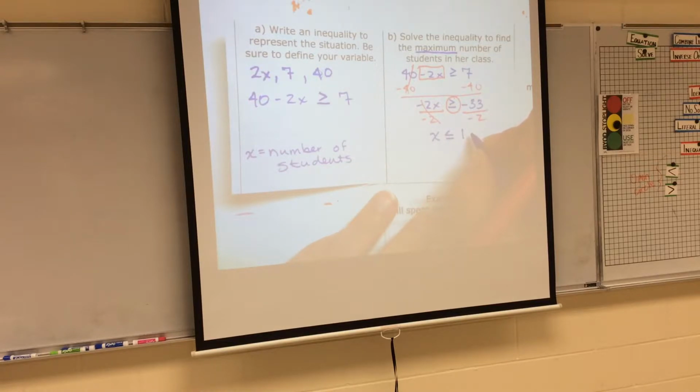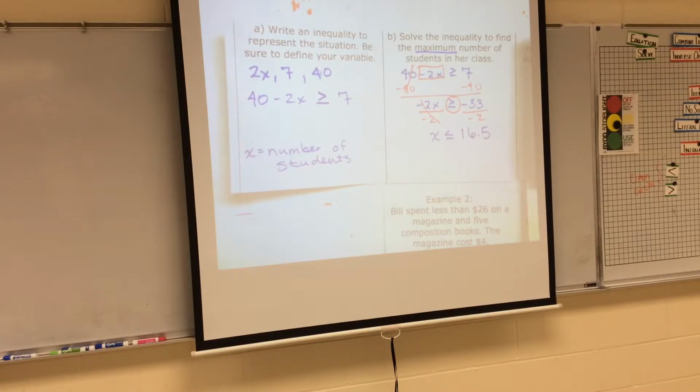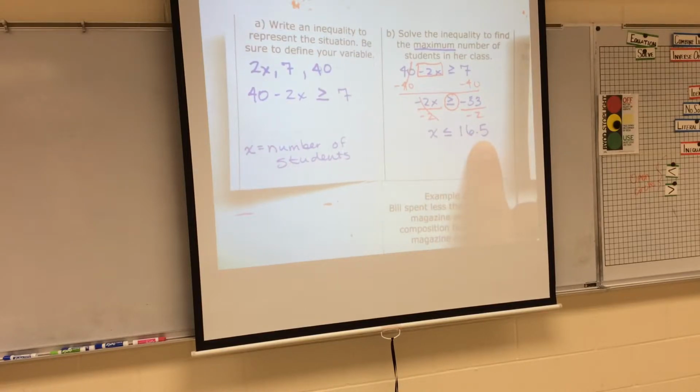So x is less than or equal to positive, is it 16.5? 2 goes into 3 once with 1 left over. 2 goes into 13. 16.5, right? Okay, sorry. You're exactly right. I was thinking of another number. All right. So x is less than or equal to 16.5.